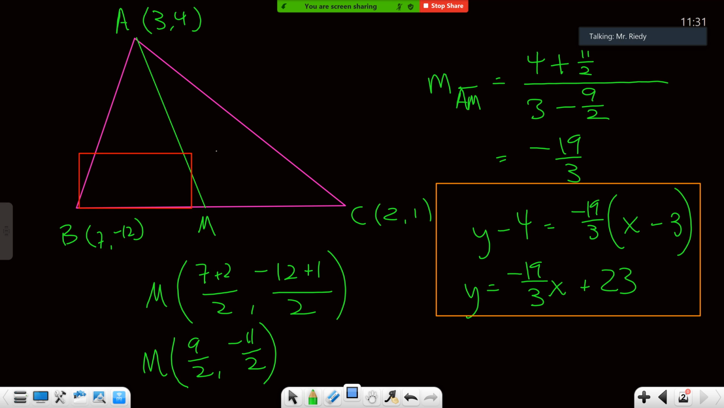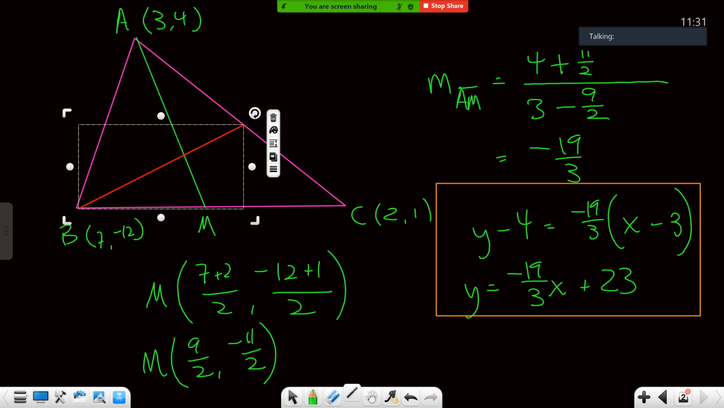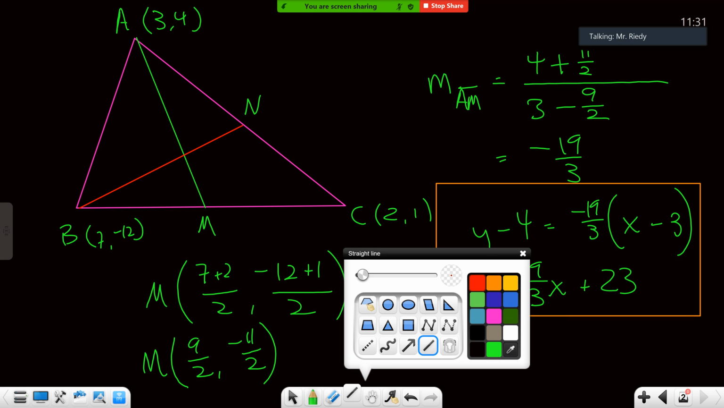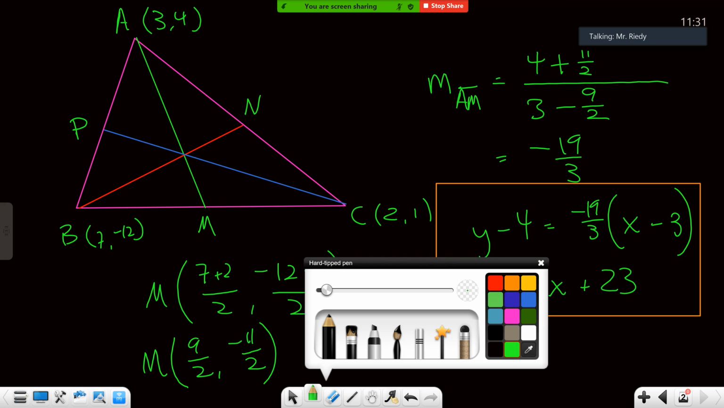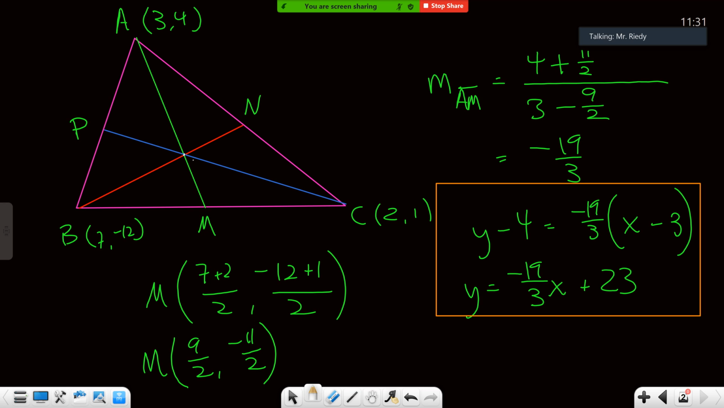So I have a median from B that goes to the midpoint, we'll call this N. And I have a median from C, we'll call that P. And sure enough, they meet in the center, which we'll call Q.